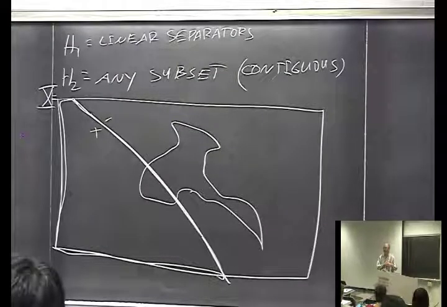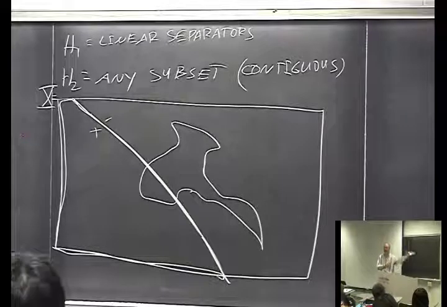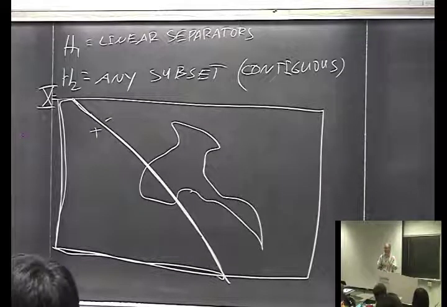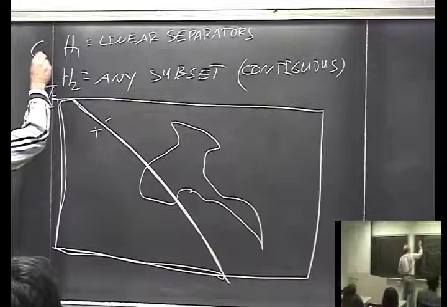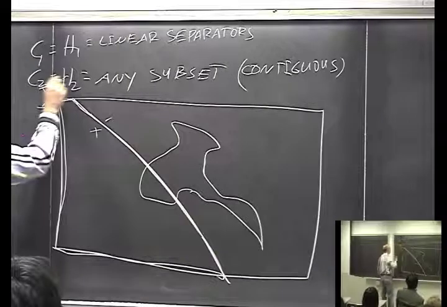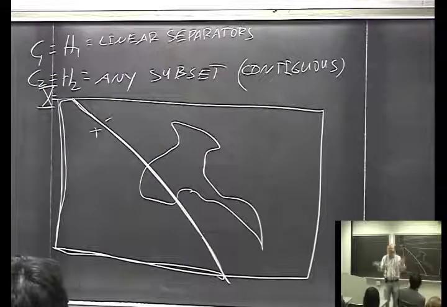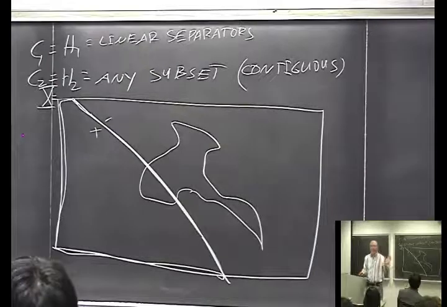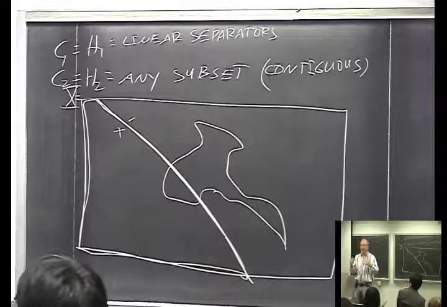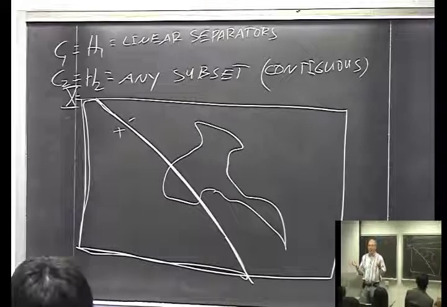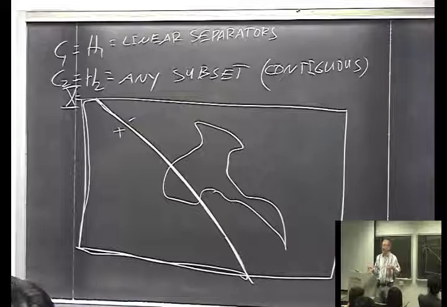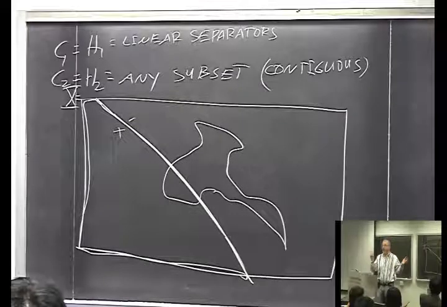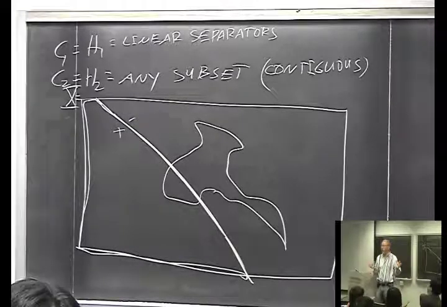Suppose you knew that the target concept is inside H for both of these cases, whether you're learning from H1 or H2. So suppose the target concept C1 equals H1 and C2 equals H2. So you're told which world you're in. If you're in the world of C1, then you take H to be H1, the set of linear separators, and you learn in that world. And if you're told you're in the world of C2, where any contiguous subset is allowed, then you use H2.